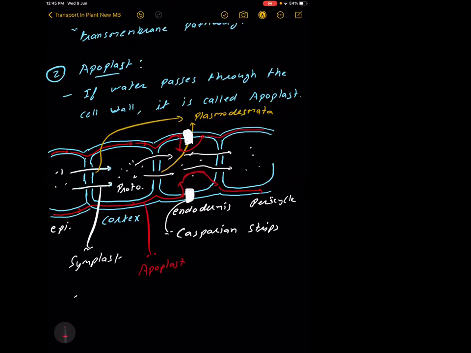So water has to enter the cell, meaning the protoplasm. So here again, this part of the journey of this water is actually symplast. So apoplast is converted into symplast. Again, it enters the cell wall. Again, apoplast starts. Is it clear?